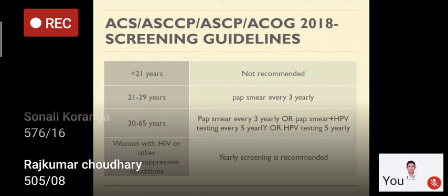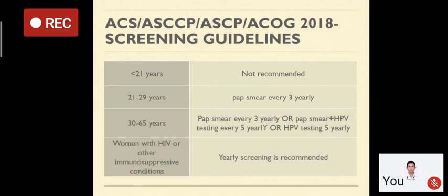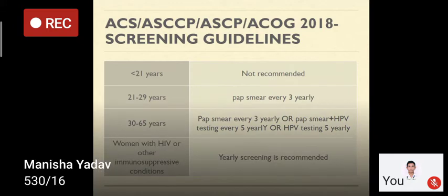And between 30 to 65 years, pap smear every 3 yearly, or pap smear plus HPV testing every 5 yearly. If the pap smear is done with HPV testing, then the testing frequency may be extended to 5 years, or you can have HPV testing every 5 yearly. Patients who are immunocompromised, like HIV or other immunosuppressive conditions, yearly screening is recommended.